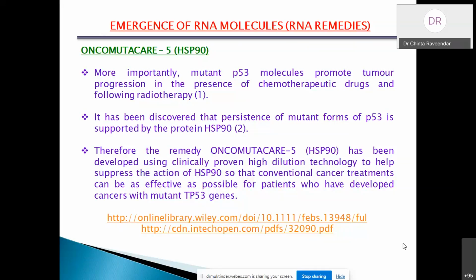Out of the cancer treatments going on nowadays, 70% do not require any chemotherapy and radiation. But that's not being taken care of.